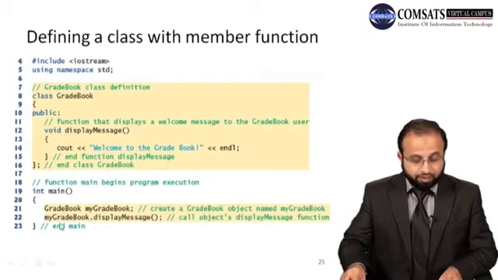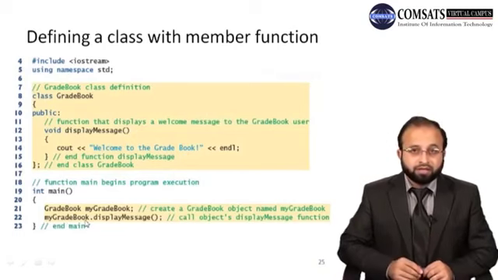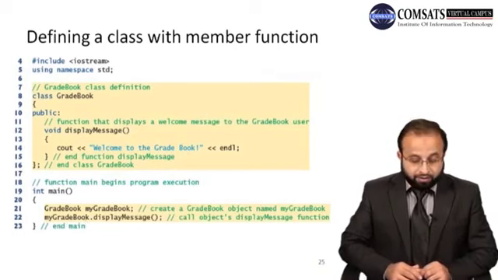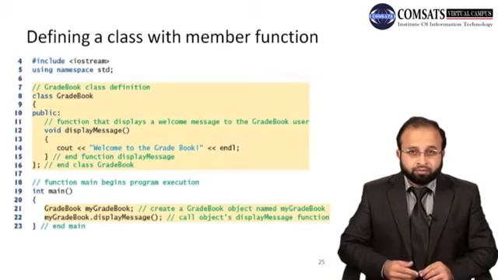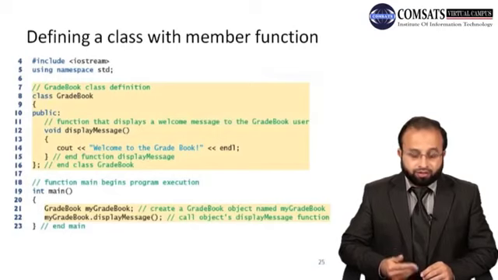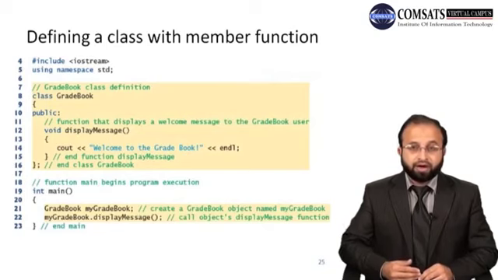So myGradeBook is an object. You can have multiple objects and you can call displayMessage with all of those objects, myGradeBook1, myGradeBook2, myGradeBook3. Then myGradeBook1.displayMessage, myGradeBook2.displayMessage, myGradeBook3.displayMessage. Every time you get the same thing, that is, welcome to the gradebook.